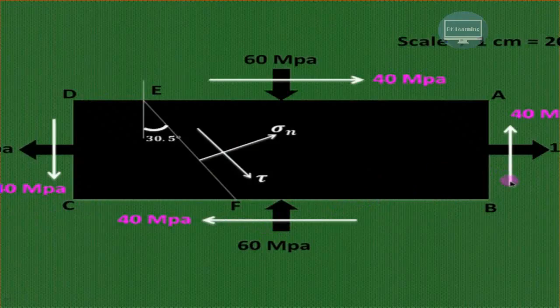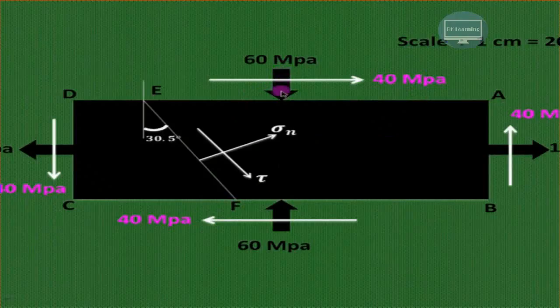Apart from that, they are subjected to complementary shear stress also. This is the complementary shear stress acting in this direction, and this is acting in the opposite direction. Therefore, they are known as complementary shear stresses, and the magnitude of this stress is 40 MPa. Similarly, on this plane, the complementary shear stresses are also of the same magnitude, 40 MPa, as shown over here.